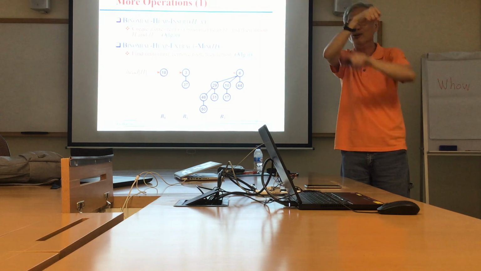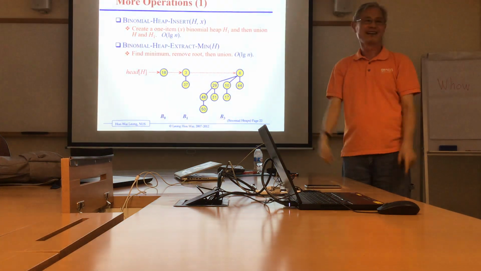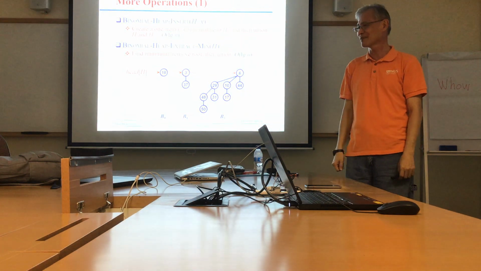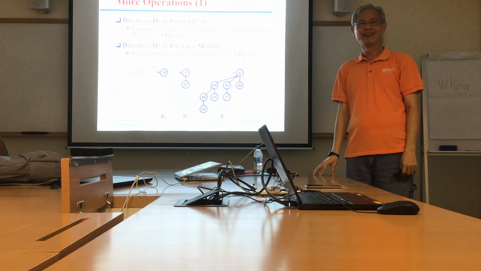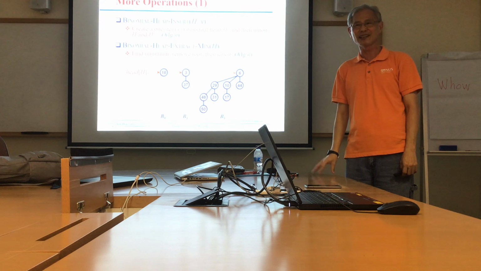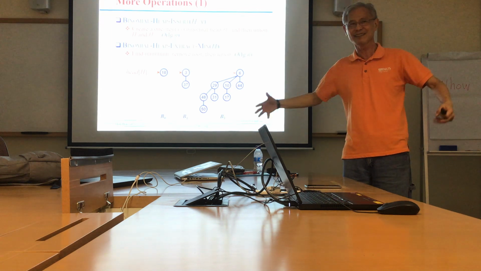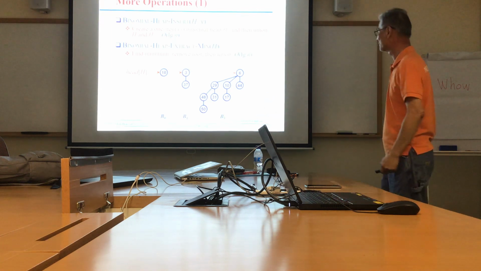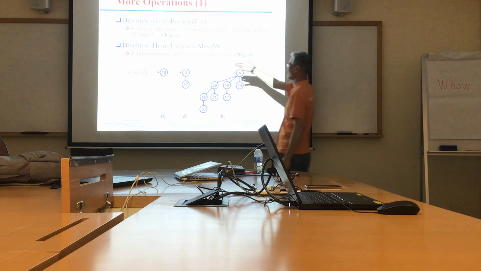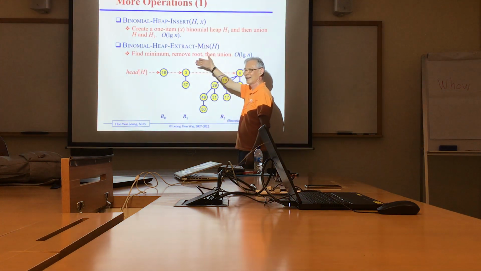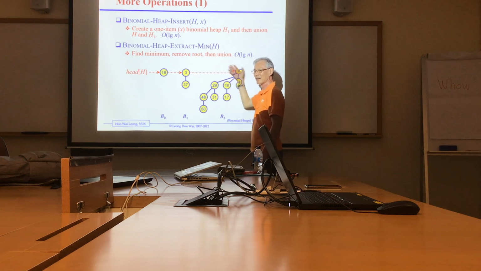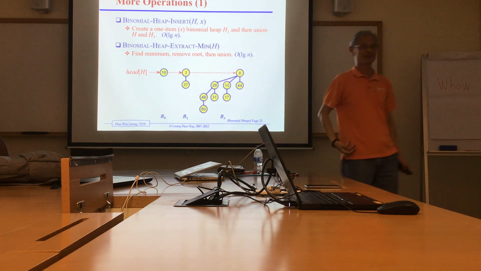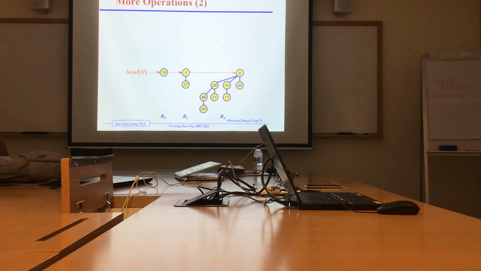So I can treat this whole thing as a new binomial heap of size 2 to the k minus 1 and union them together. Can you see? And so that's what you do. Find the minimum, remove the root, and by that property, I can union them, and so union also gives us this.